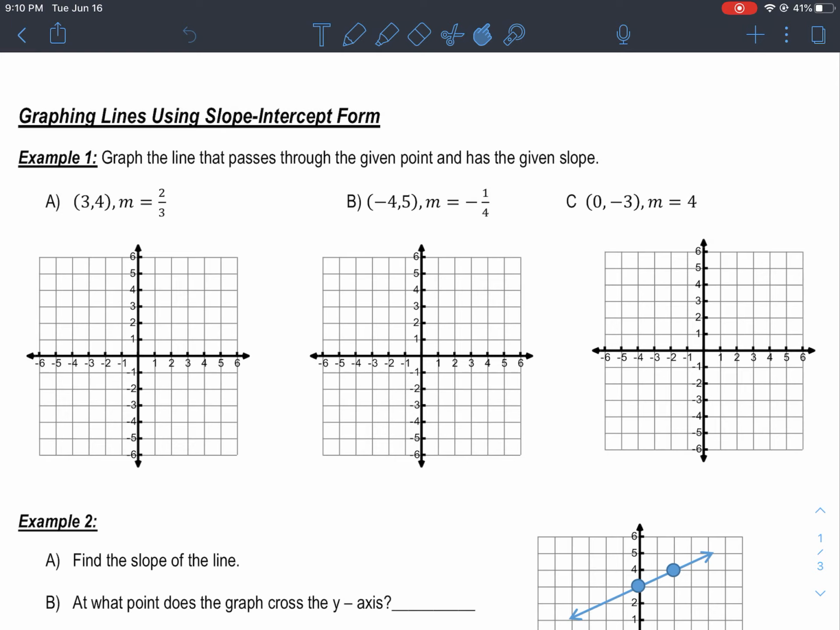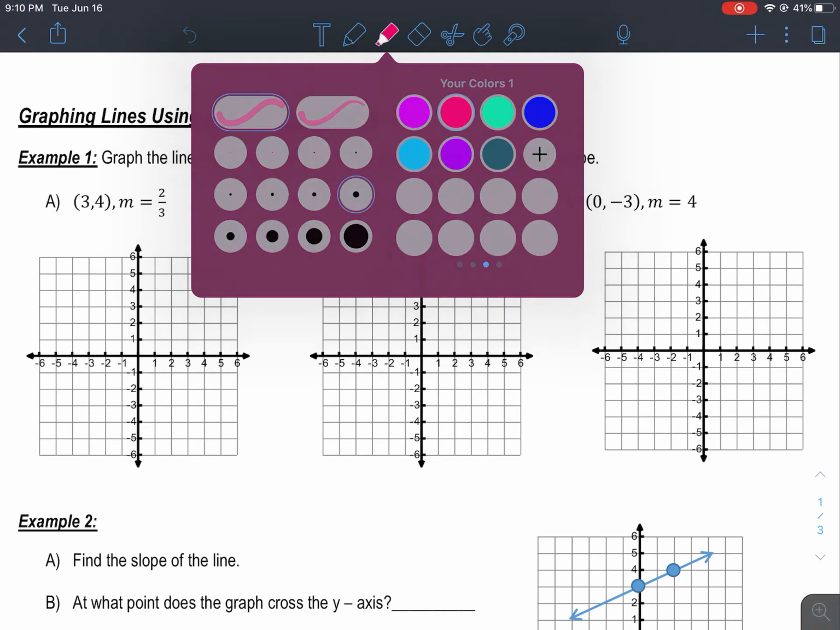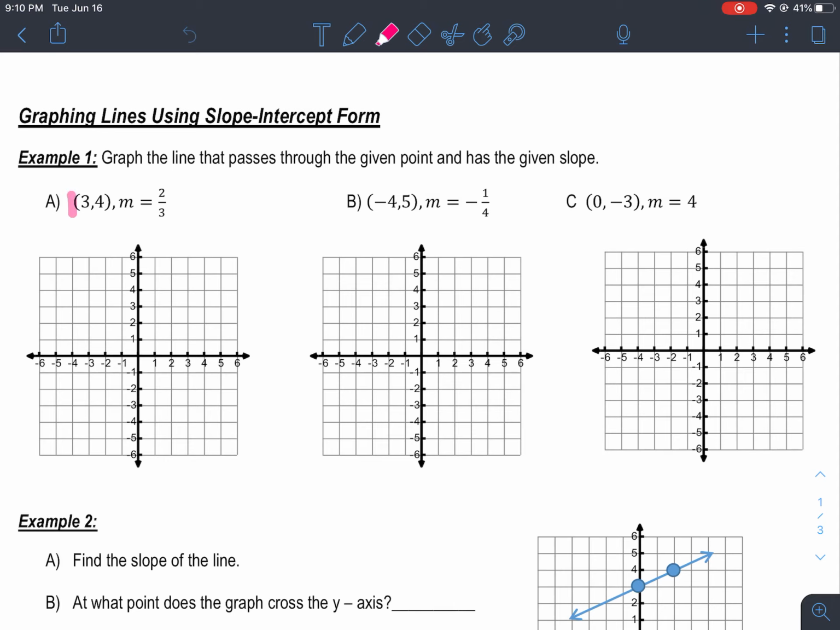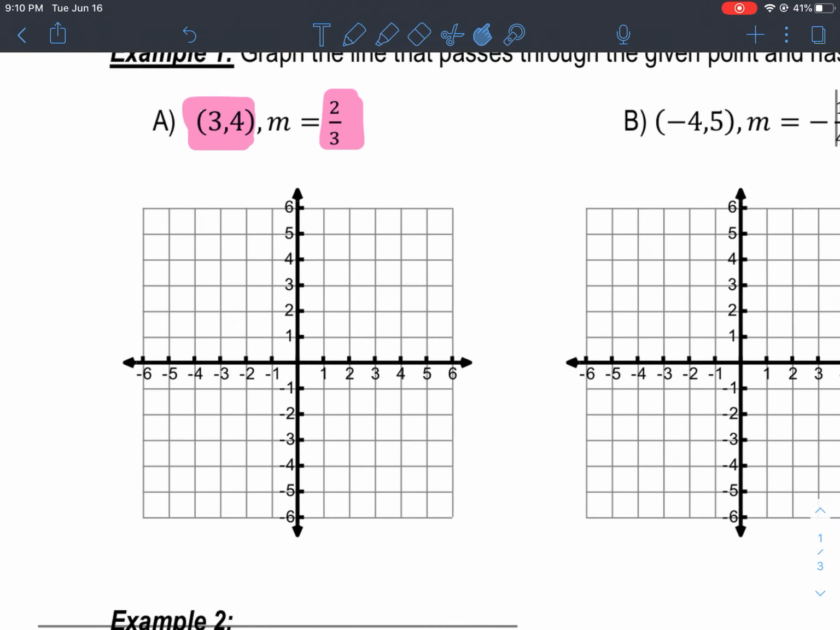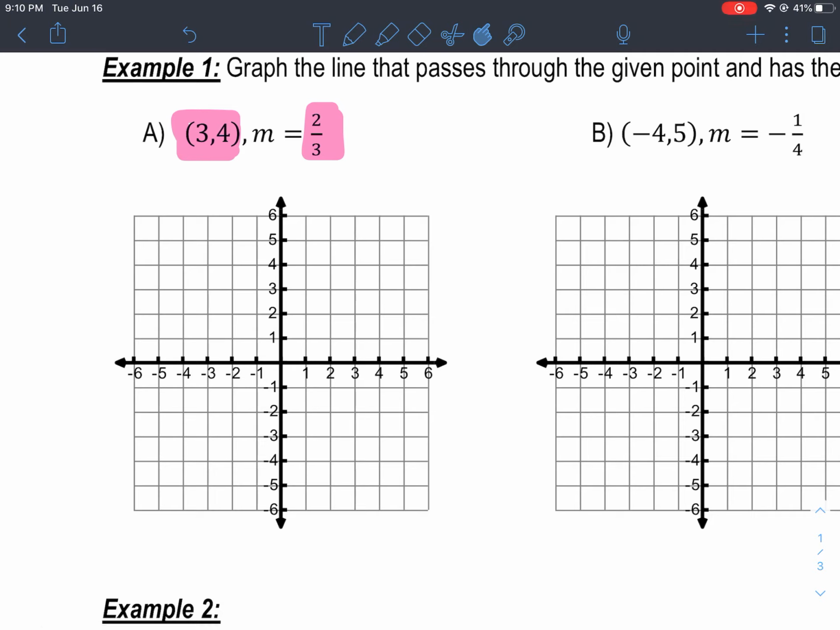Okay, so the first thing we're going to look at is we are going to graph the line that passes through the given point and has the given slope. First of all, we're given a point and we're given a slope. M stands for slope, and our point is given as an ordered pair, x comma y. So what we're going to do is plot our point 3 comma 4.